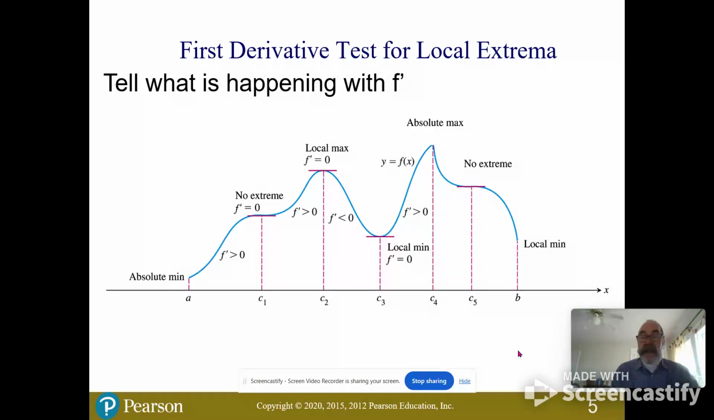At C4, it's a max, but the derivative is undefined because it's a sharp corner there. Between C4 and C5, it's negative. The derivative is negative because it's going downhill. Then we have a derivative equal to 0, and then a derivative less than 0, and then we end up with our local min at the very end there. Be able to go through and do it.